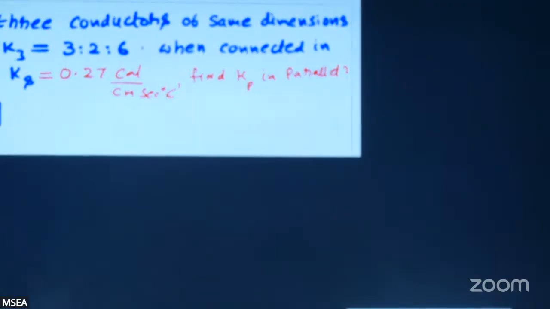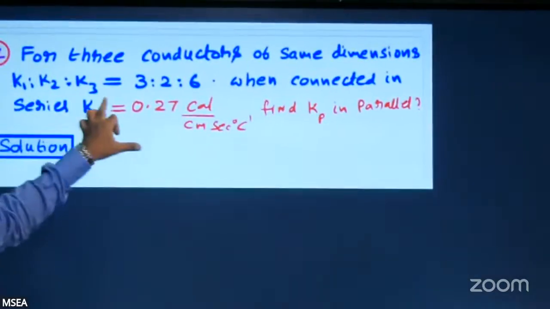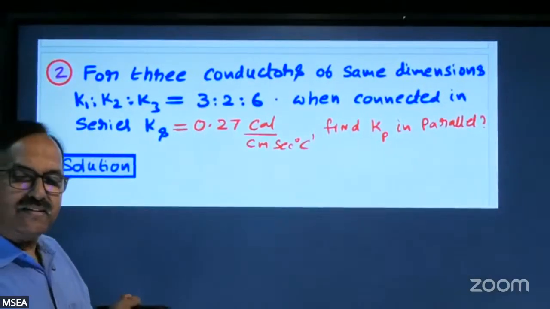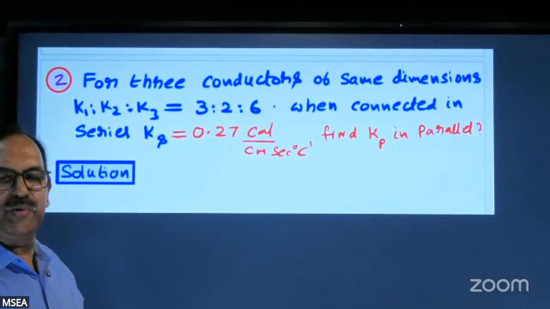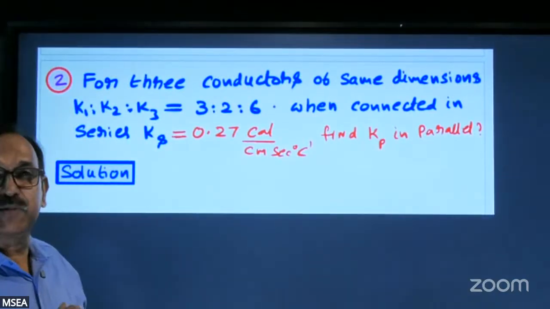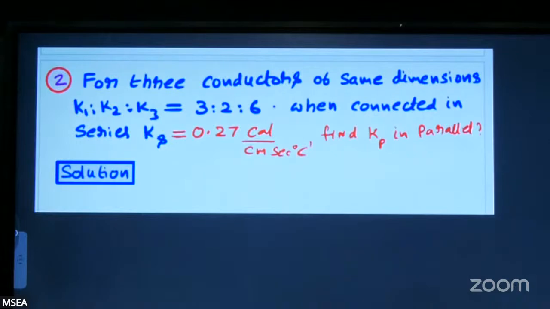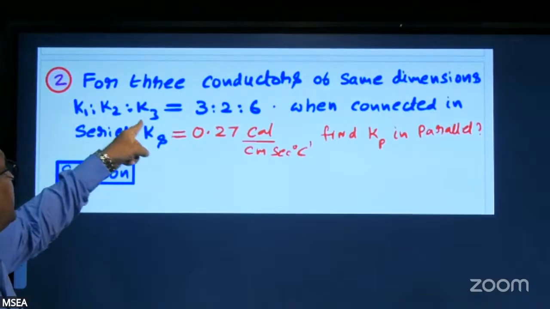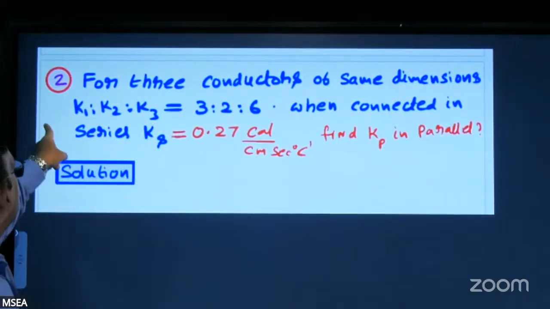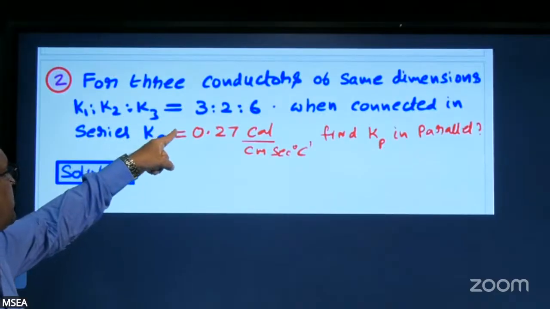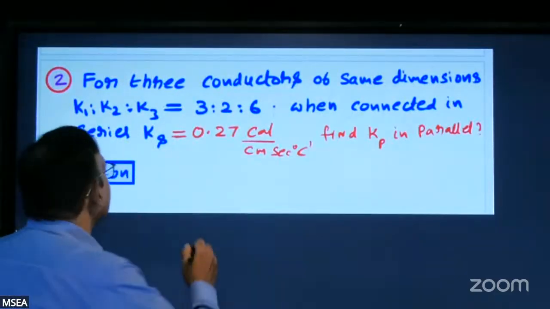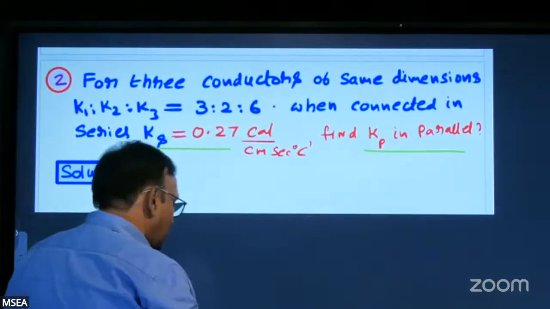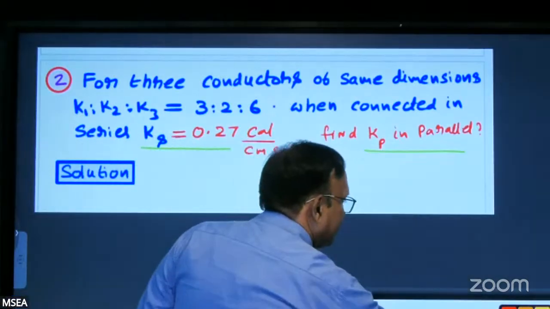From two conductors, we are going for three conductors. As is to be expected, the exam needs to be of a slightly higher standard. That is a simple and humble expectation only, of course. So when they switch over to three conductors of very same dimensions, K1 is to K2 is to K3 is given as 3 is to 2 is to 6. When they are connected in series, Ks is given this much. Now I want to know, if they are connected in parallel, what will be the value of Kp? So this is the question here.